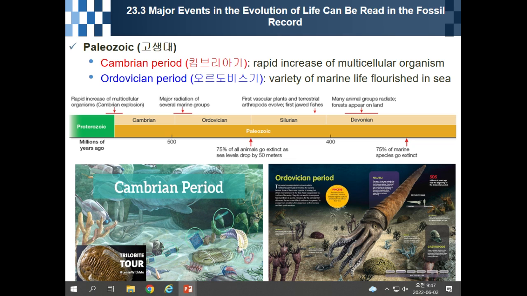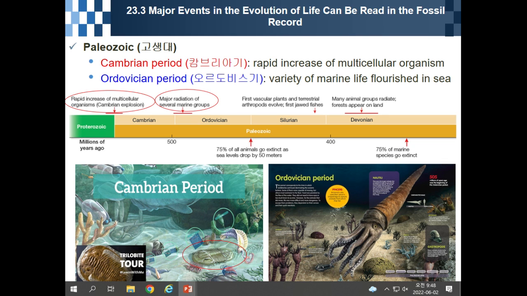Okay, so we will go to the Paleozoic period. Okay, so we'll start. Paleozoic is composed starting from the Cambrian. So during the Cambrian, there is a rapid increase of multicellular organisms like this. Especially trilobite. Okay, this is the trilobite. In the ocean, there was lots of trilobite.